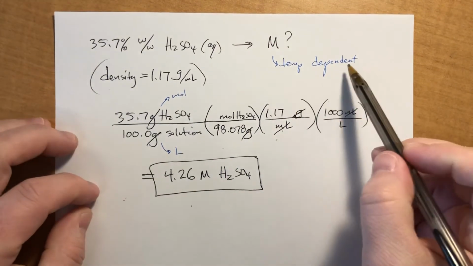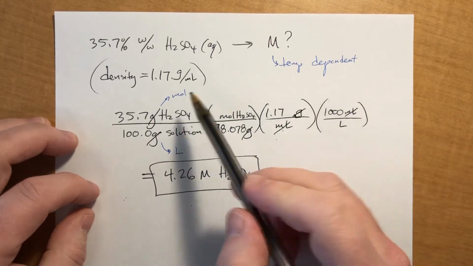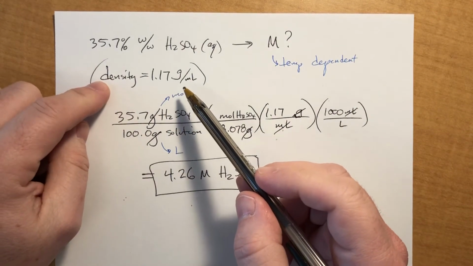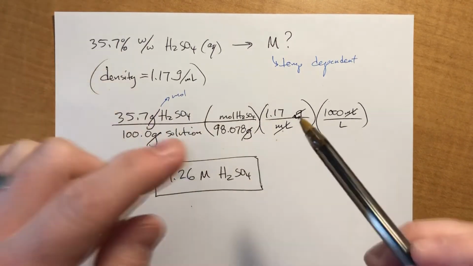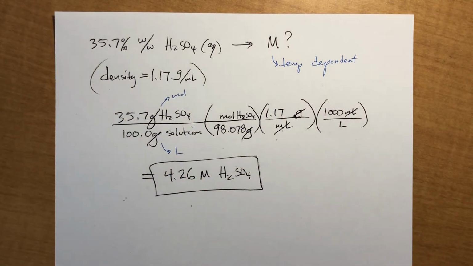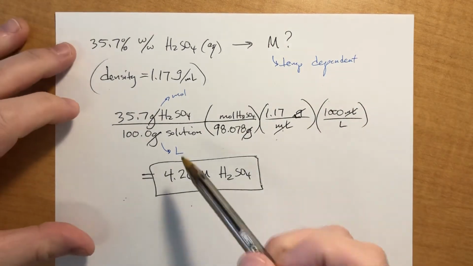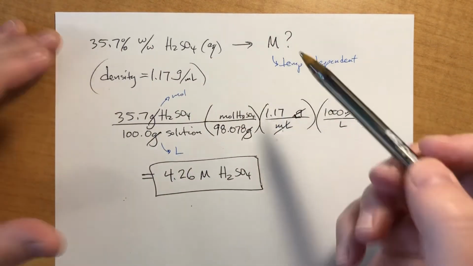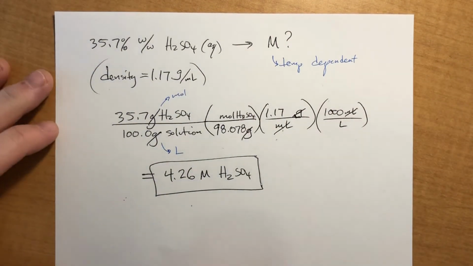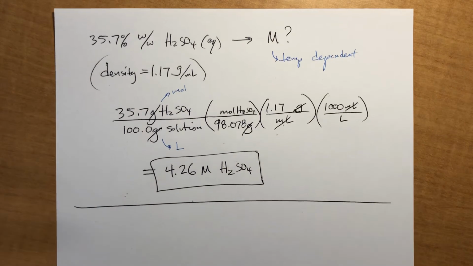The reason we can ignore this temperature dependence is because density is temperature dependent. So on the bottle, it'll give you a density, but it'll tell you it's that density at this temperature. If you change the temperature, things get really complicated, and that's beyond the scope of what we're worrying about right now. Okay. So, not a big deal, but this is how you convert from percent by mass, or percent weight, to molarity.